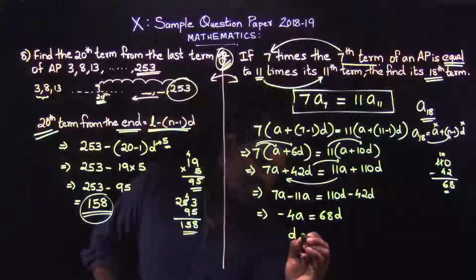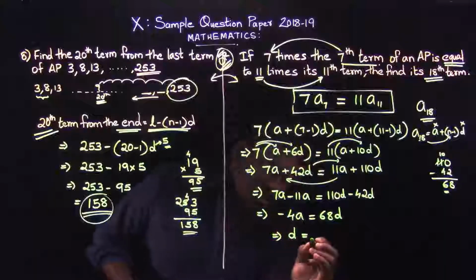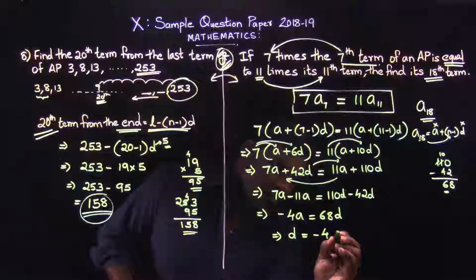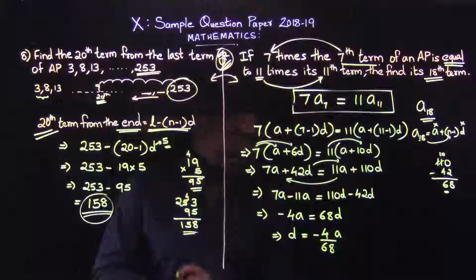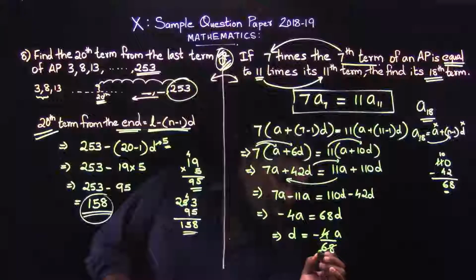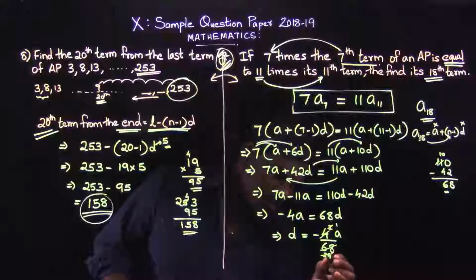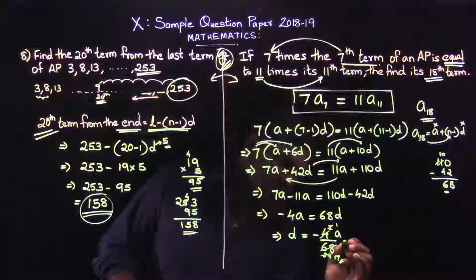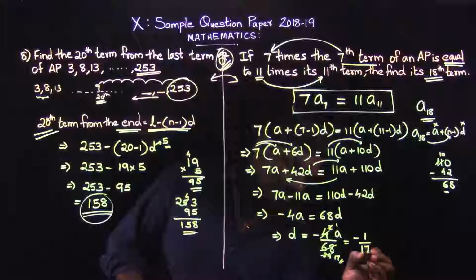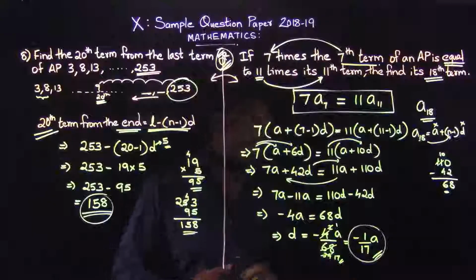So what I'm getting here is that, in terms of d, d is equal to minus 4a by 68, isn't it? And if I go for calculating it, 4 how many times, let's do with 2: 2 one time, 6 is 3 times, and 8 is 4 times, so it's going to be minus 1 by 17a. Clear? Minus 1 by 17a.